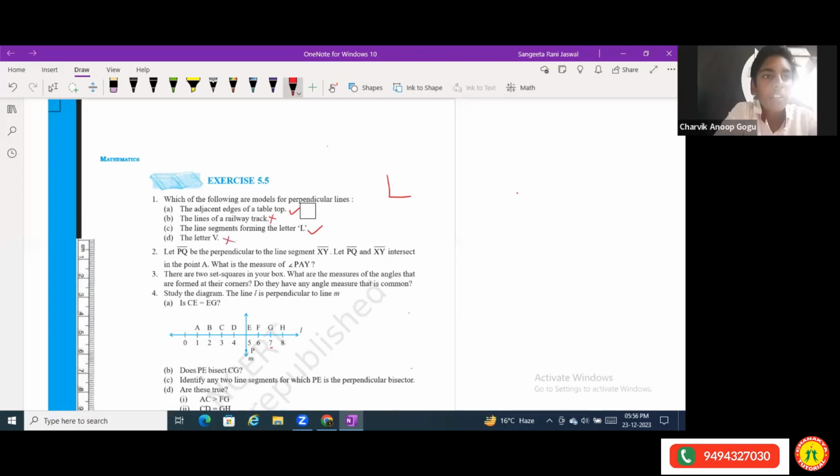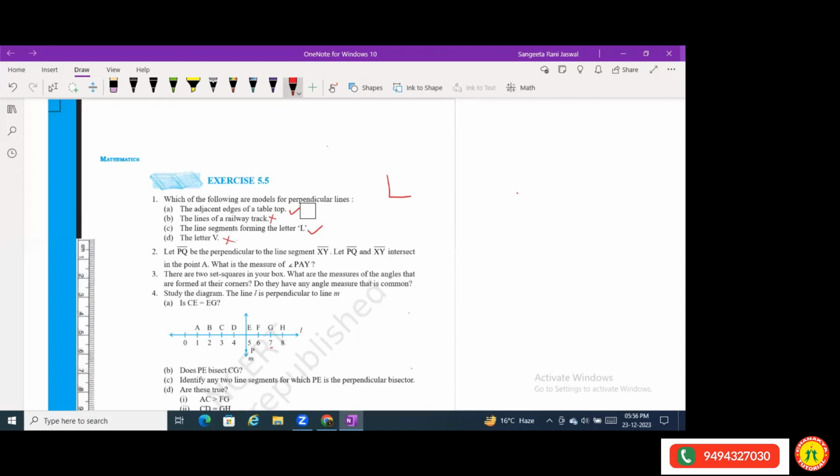Okay, let line segment PQ be perpendicular to line segment XY. Whenever we write a line segment, we put a bar. This is the symbol for writing a line segment. Now it's saying line PQ is perpendicular to line segment XY. Let PQ and XY intersect at a point A. So it's saying let these two lines intersect. Intersect means they cross each other at point A.